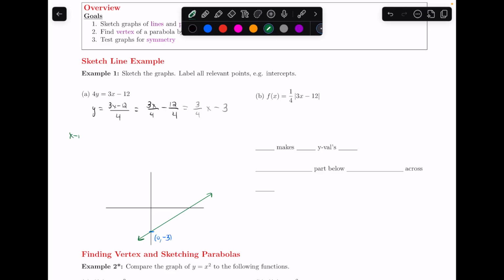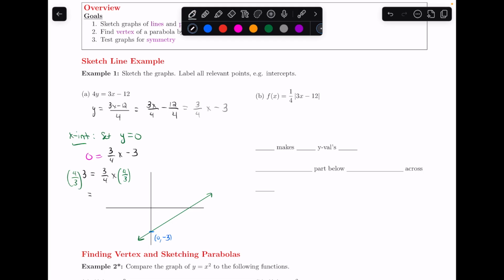And then just to be thorough, let's find the x-intercept as well, because it did ask me to find the intercepts. For the x-intercept, I've got to set y equal to 0. So I'm going to plug 0 in for y. I'll get 0 equals 3 over 4 x minus 3. Now I can try to isolate the x. First I'll add the 3 over, and I'll get 3 on the left equals 3 over 4 times x. To get rid of that 3 over 4, let's multiply both sides by the reciprocal, 4 over 3.